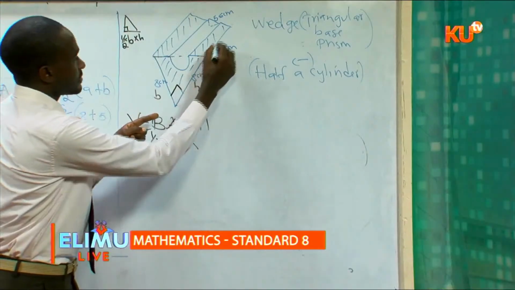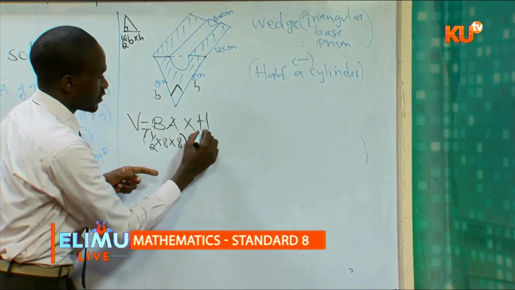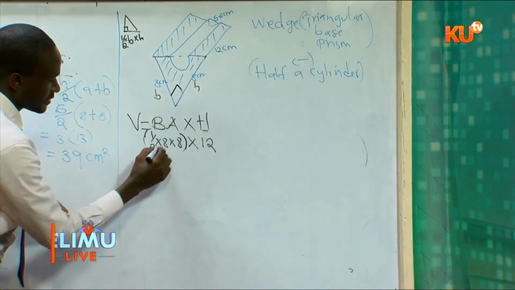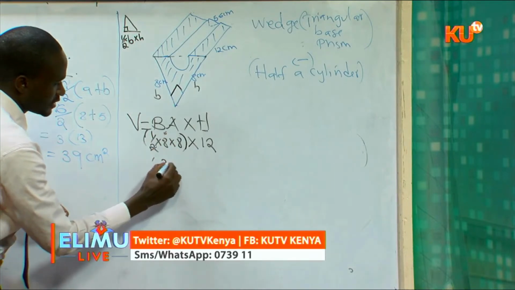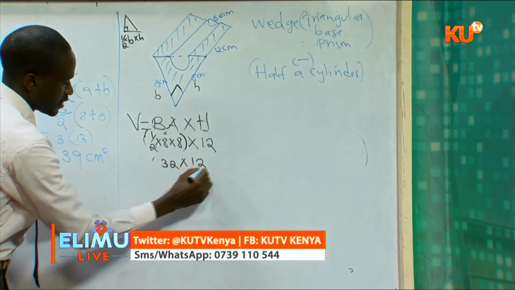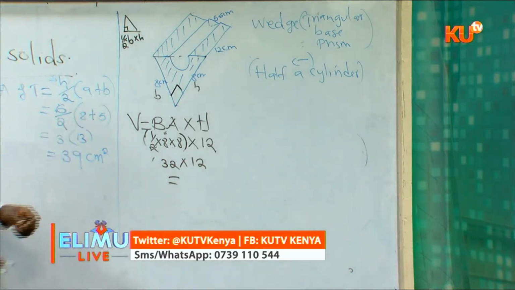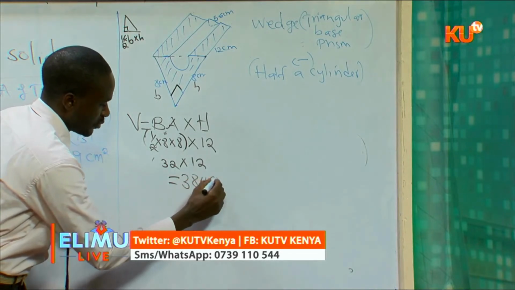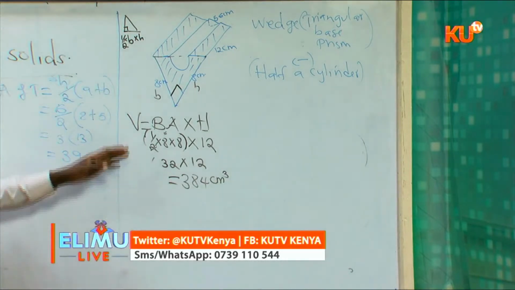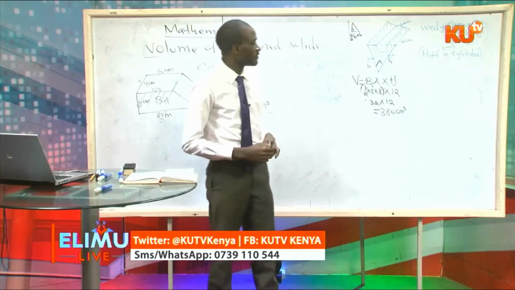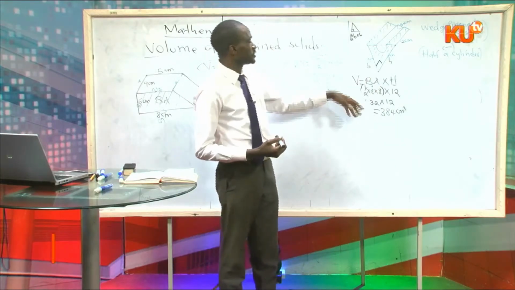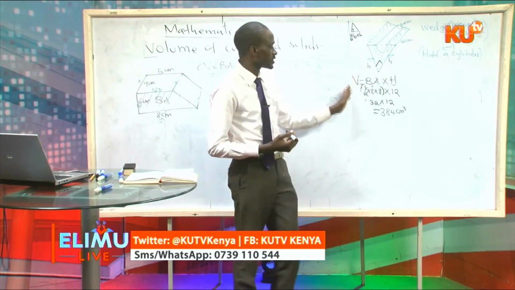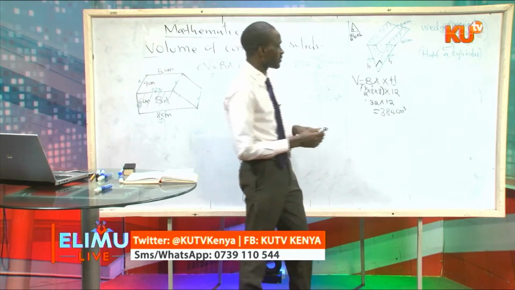Then by 12 for this one. That is 32 by 12, which gives us 384 cubic centimeter. Up to that point, you have the volume of a wedge, which was looking complicated, but you can see from the calculation it's very simple.